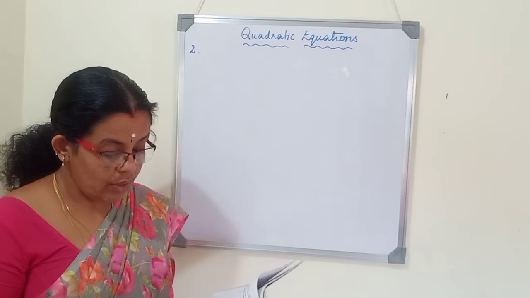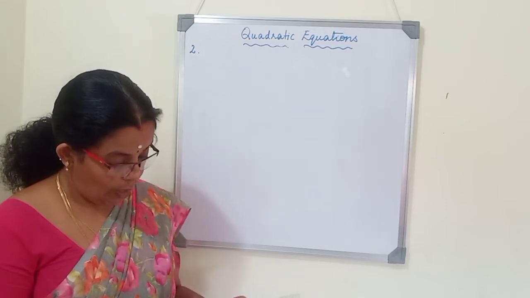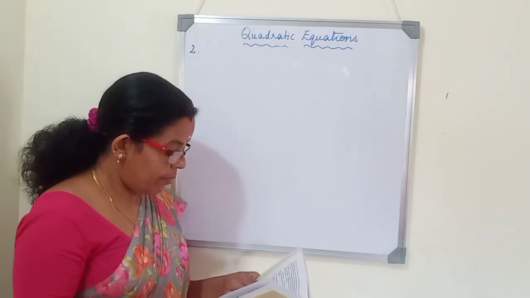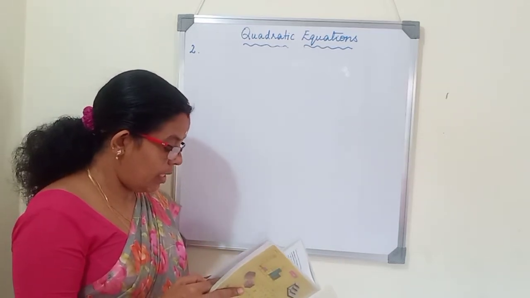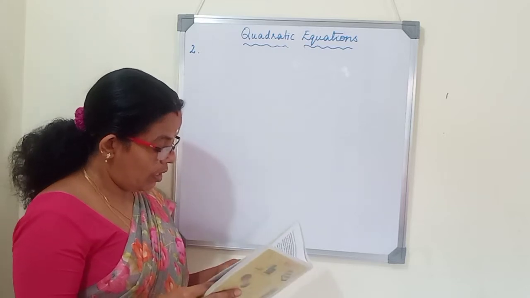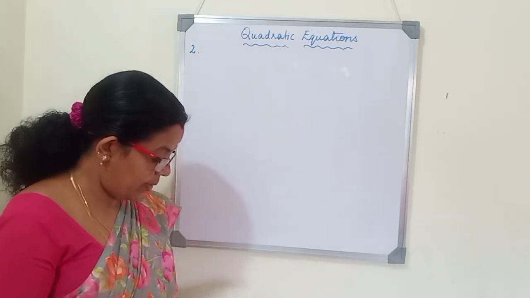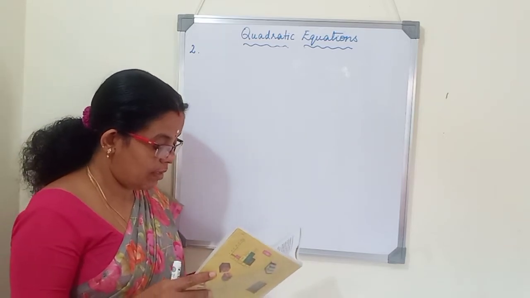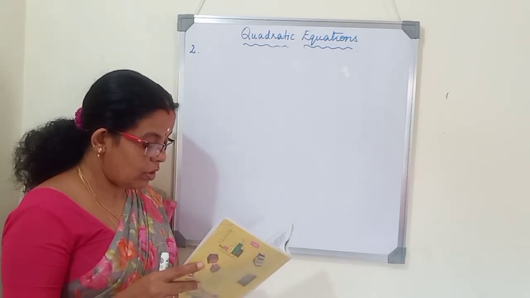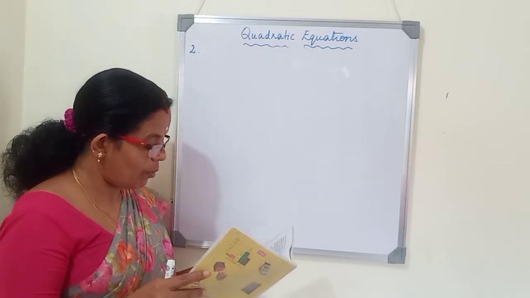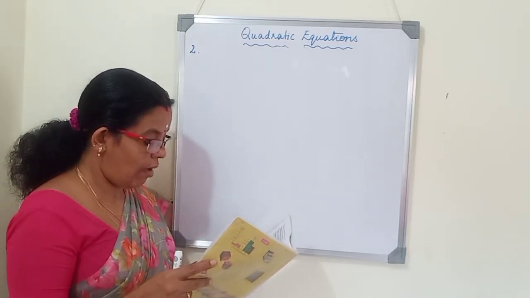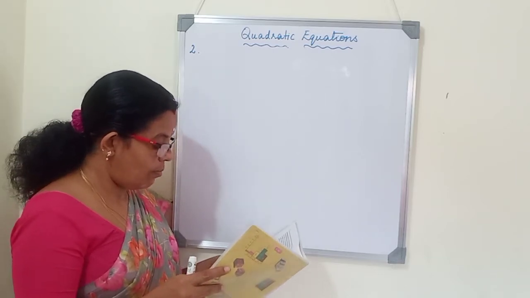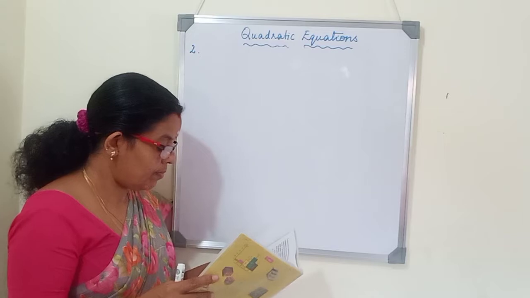Second sum. Solve the problems given in example 1. Example 1 on page number 20. Represent the following situation mathematically. So here we have to solve this one. There are two questions. First question. John and Jeevanti together have 45 marbles. Both of them lost 5 marbles each, and the product of the number of marbles they now have is 124. We would like to find out how many marbles they had to start with.